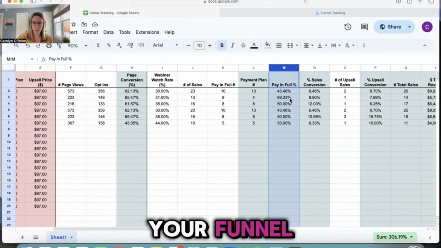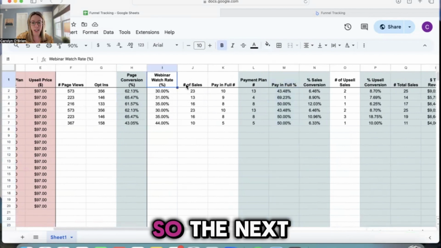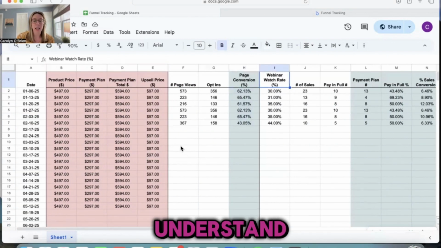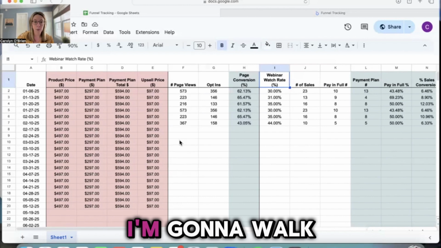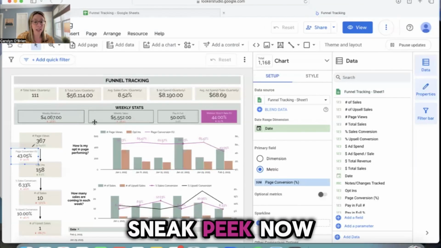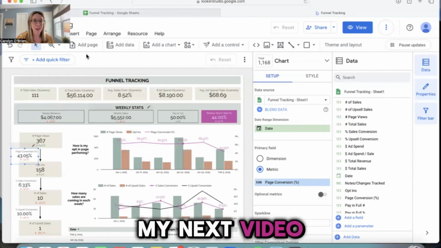And so if you're able to pinpoint these specific areas of the customer journey, then that's going to help you to improve your funnel. So the next part is how can you visualize this in a way that makes it really easy to understand? So in the next video, I'm going to walk you through how to set this up as a dashboard, and I'll give you a little bit of a sneak peek now, but check out my next video to look at this.